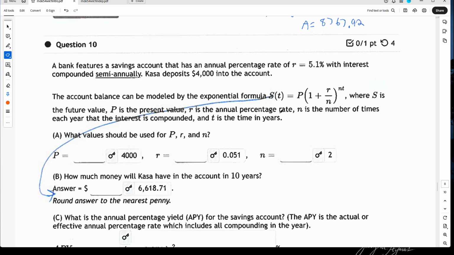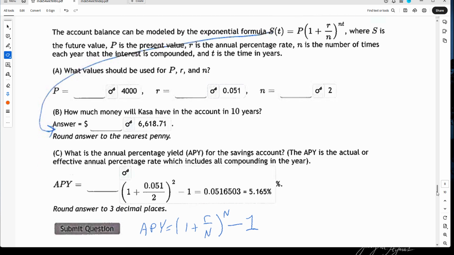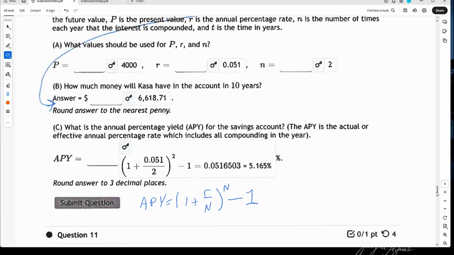In this case, you apply the formula and you end up with $6,618.71. And then they say round to the nearest penny. Part B: what is the annual percentage yield?